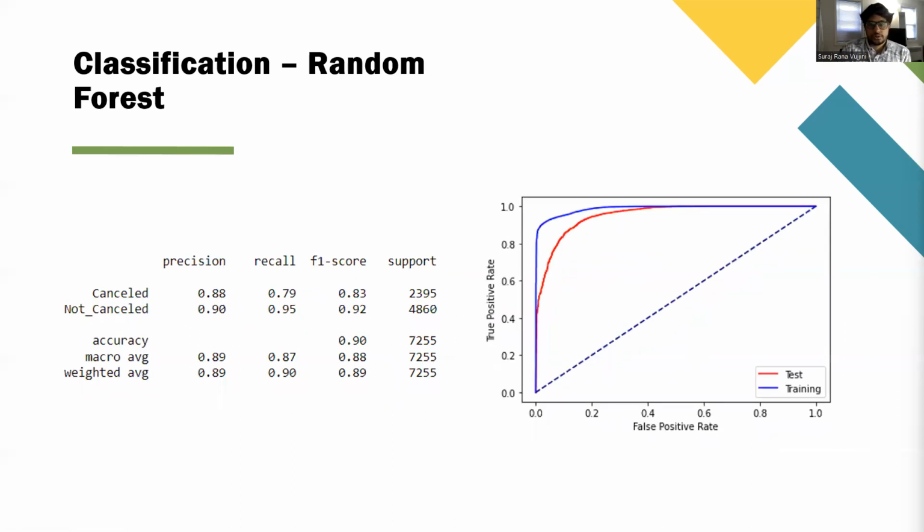Next I did was random forest. This got the highest accuracy of all the three classifications, 0.9, and also has good precision and recall values, which is a good thing. It also has an ROC score of 0.95, which is very good for any kind of model.